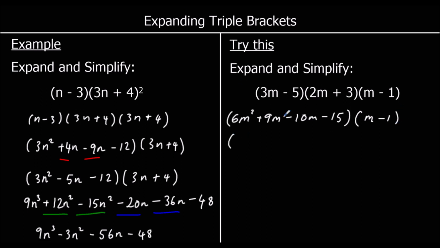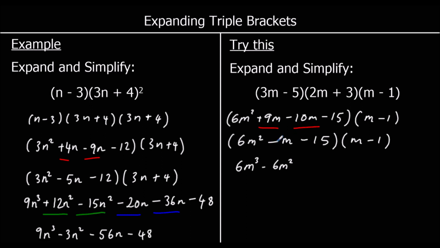So collecting like terms, we've got 2m terms. We've got 6m squared. We've got 9m take away 10m. We just write that as negative m minus 15, and the last bracket is still there. So we're ready to expand and simplify again. So 6m squared times both the terms in the second bracket. 6m squared times m, 6m cubed. 6m squared times negative 1, going to be negative 6m squared.